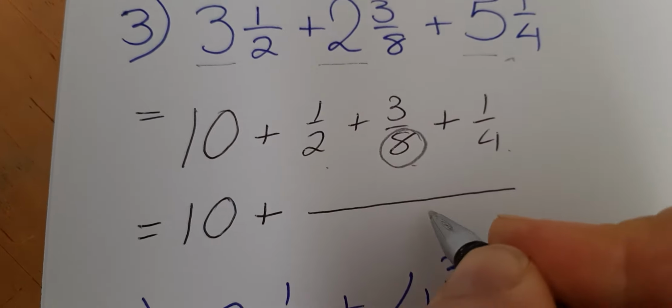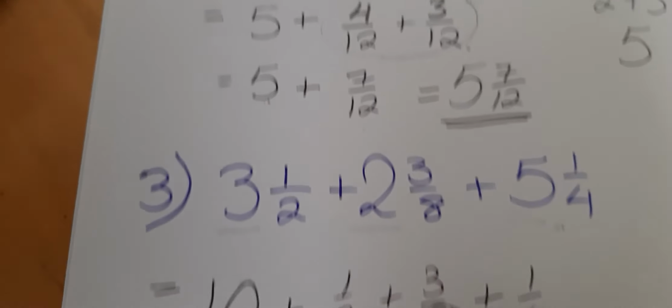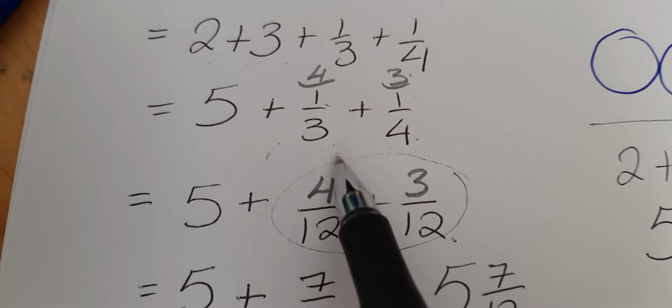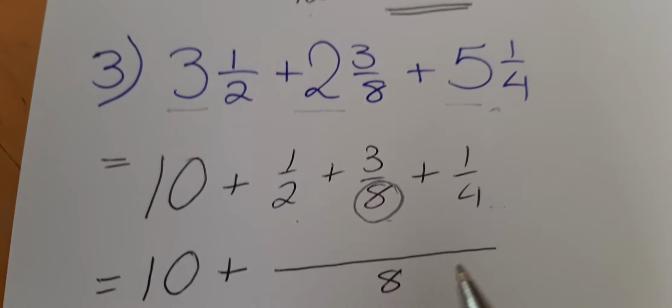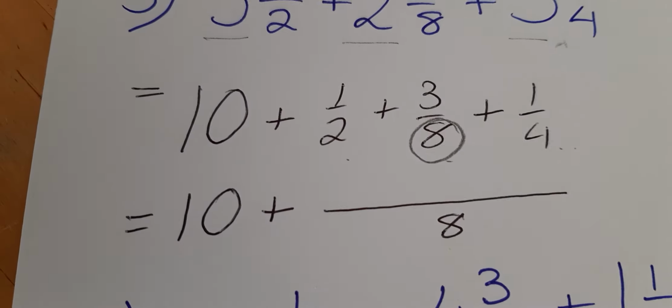We can actually put them all under 1 instead of putting them separately. Like in this one, we put them all separately, didn't we? We just made them 12, so we wrote them separately. If you like, you can actually put them all in one like this.